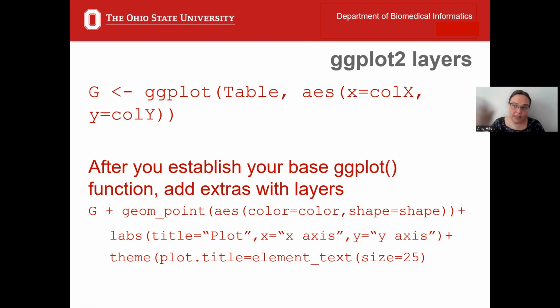Now, as you're adding to your ggplot plot, you literally use the addition symbol, but make sure that if you're making a new line, you have your addition symbol and then make a new line, because then R knows to keep going. If you make a new line and your addition symbol is on the next line, R doesn't know that they went together.